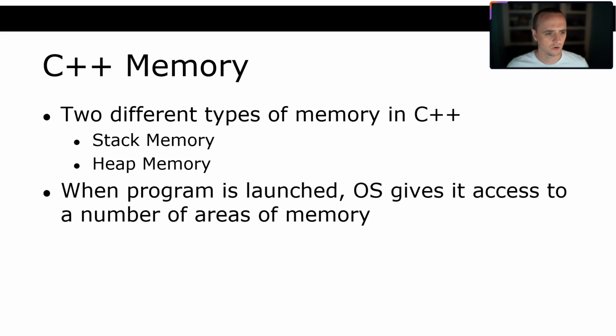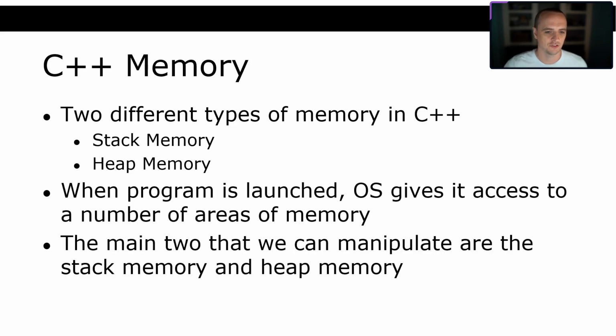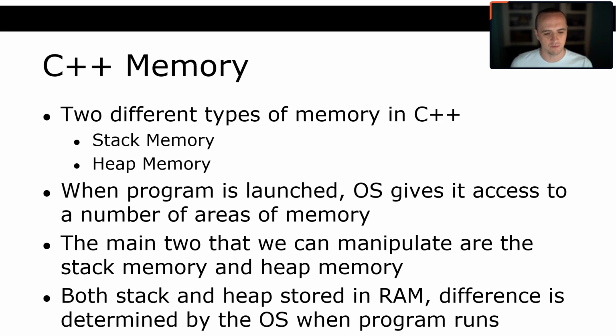If you're not familiar with stack or heap memory, we'll go through an introduction to that now. When a program is launched, the operating system gives it access to a number of areas in memory. Depending on the operating system and the compiler, the program is going to have access to some amount of memory on your system. The main two types of memory that we can manipulate, at least in C++ and in C, are the stack memory and the heap memory. Both are stored in RAM. The main difference between them is determined by the OS when the program runs, the amount of time it takes to allocate memory on the stack versus the heap, and how we actually allocate that memory.